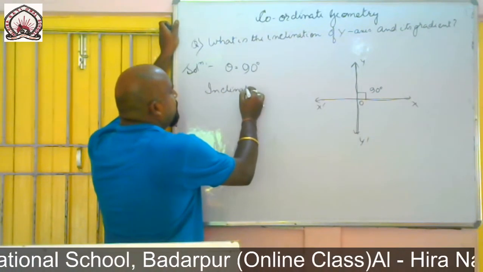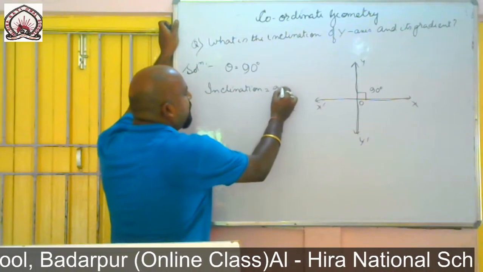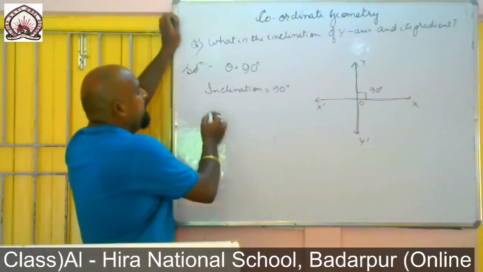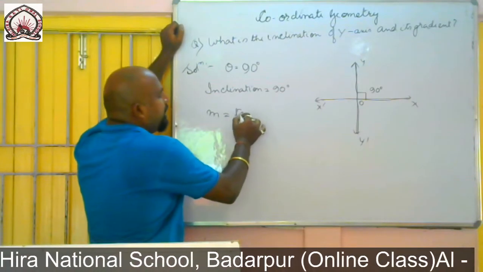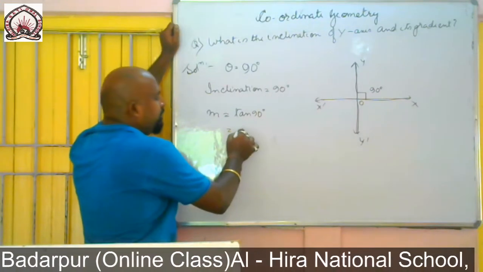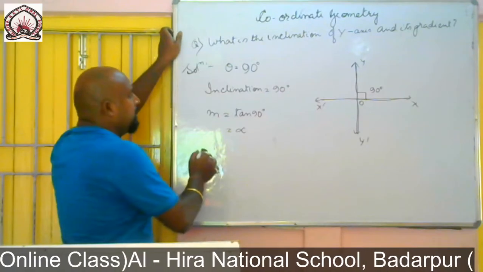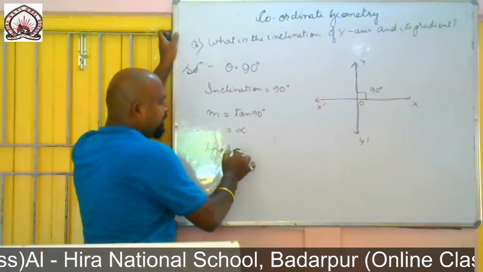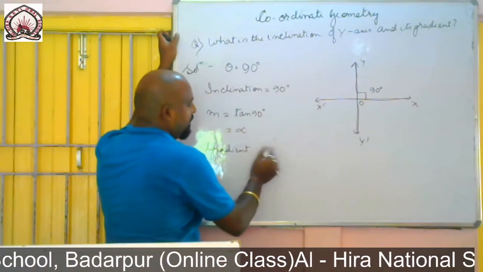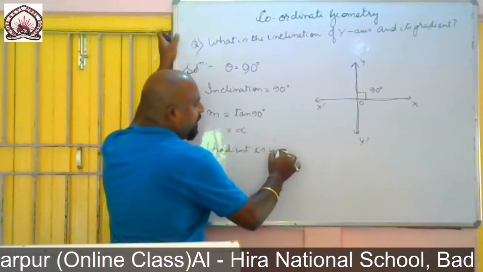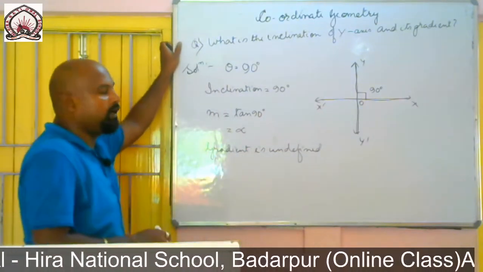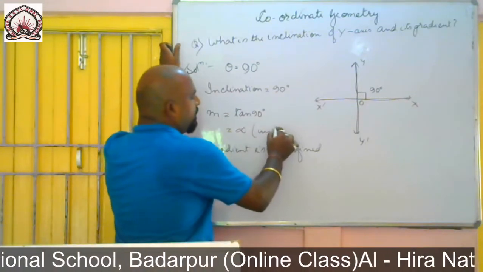Inclination equal to what? 90 degree. Clear? Inclination is 90 degree. Now m equal to tan of the angle of inclination, which is 90. Tan 90 is what? Infinity. So the gradient we can say is infinity, which is undefined. The inclination is undefined. You can write here undefined.